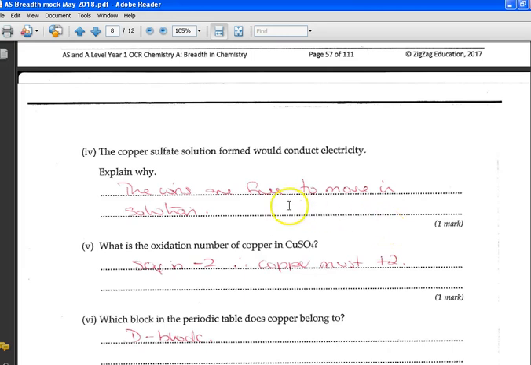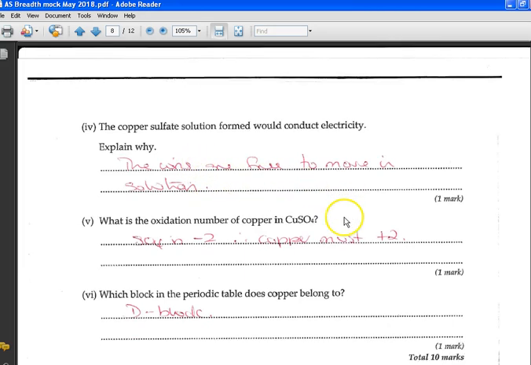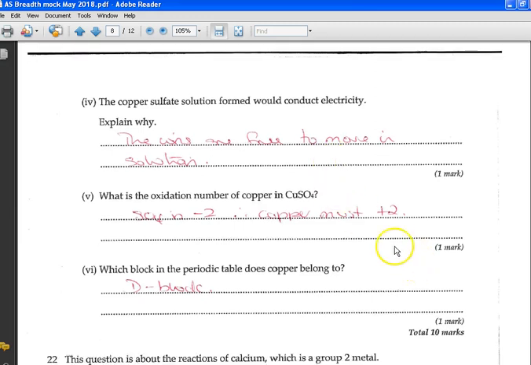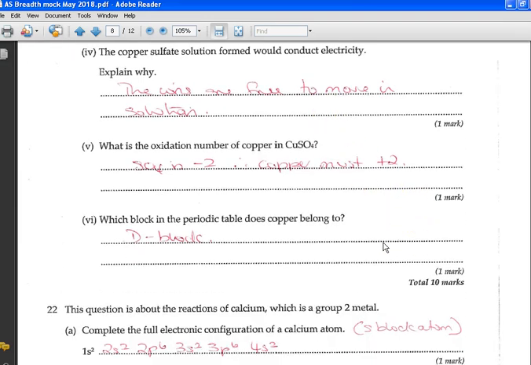Okay, why does copper sulfate conduct electricity? You have to talk about the ions, not electrons, and there are no free electrons in an ionic substance. Think about it. The electrons have been transferred, so there are no free electrons, and those of you who said electrons, I am not happy because I've stressed this as well. But you also have to point out that they are free to move, or they're mobile or something. Okay, but don't mention electrons, please, when you're talking about ionic substances conducting electricity.